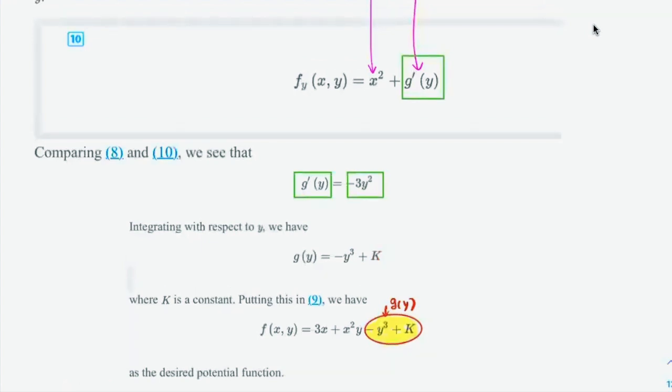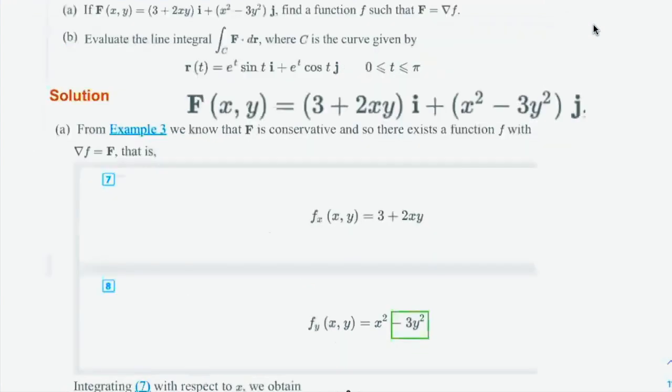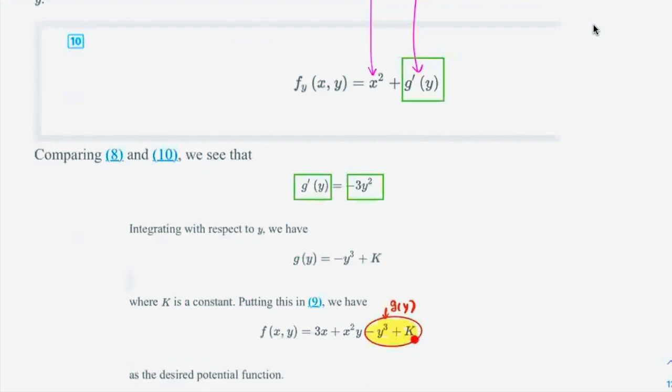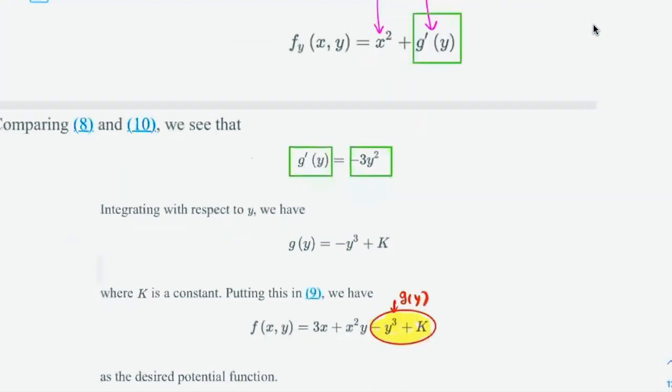So now we figure this g of y is equal to negative y cubed plus k. We can go back and substitute g of y and get this small f function. So we replace g of y by negative y cubed plus k, and we got this small f function. The small f function is the potential function of the big F function, which means that the gradient of small f is equal to big F.